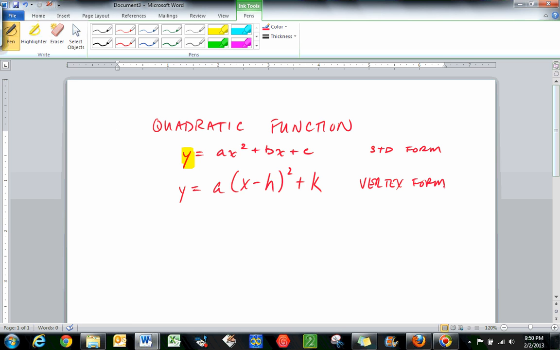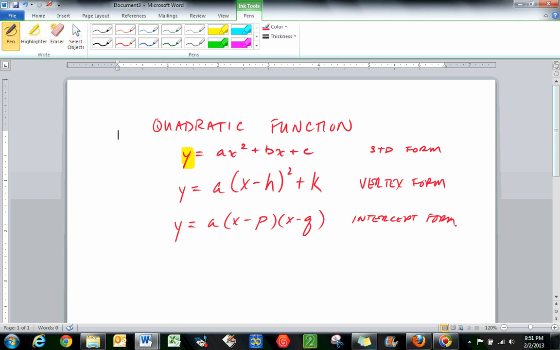And basically, we could take the h value and the k value, and that was going to give us the vertex of the parabola. And then lastly, we talked about the factor form, x minus p and x minus q, and we would call that the intercept form because it gives us the two x-intercepts of the quadratic function.